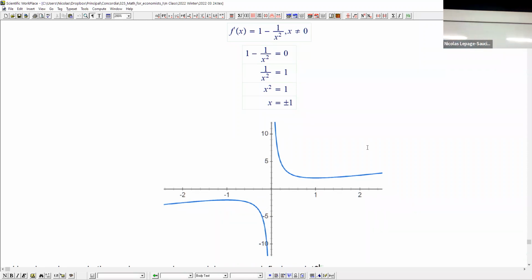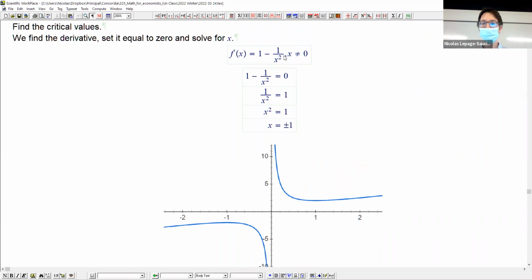X is? Yeah, this? X not equal to 0, yes. Yeah, so it means that this part of the domain cannot be included. So that's not a critical value. That's just a value that's not part of my function. So how do I know whether I have a minimum or a maximum?